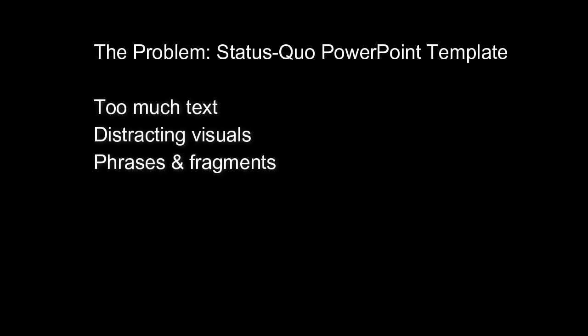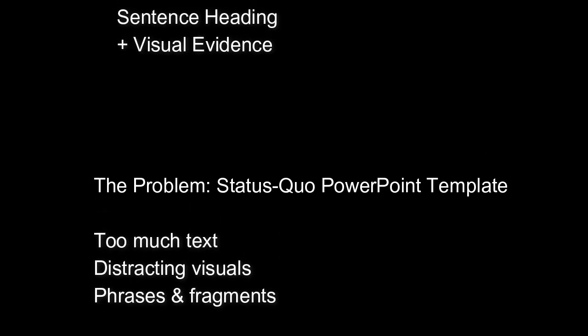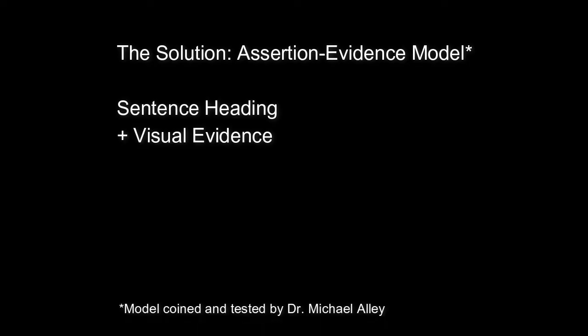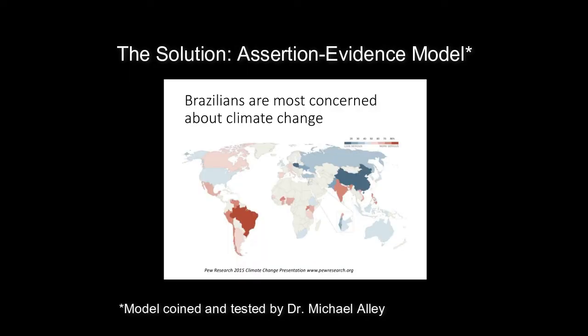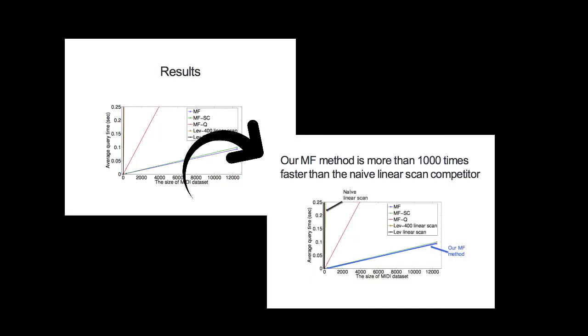So how can we fix it? We can fix crowded, fragmented, and ineffective slides using the assertion-evidence model of slide design, which was developed by Dr. Michael Alley as a far more effective way to present your information. Alley's assertion-evidence model contains 2 main parts: a message distilled into a complete sentence heading, and visual evidence that emphasizes that message. So instead of making your audiences guess or work hard to identify the main idea of the slide, you give your audience the main idea along with the visual evidence to persuade them.